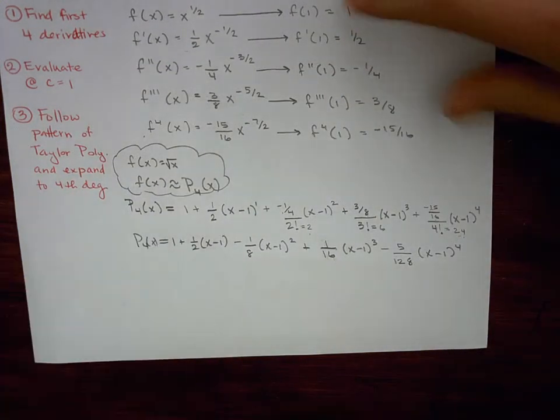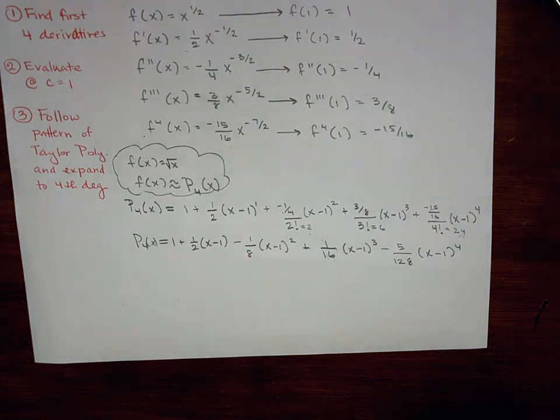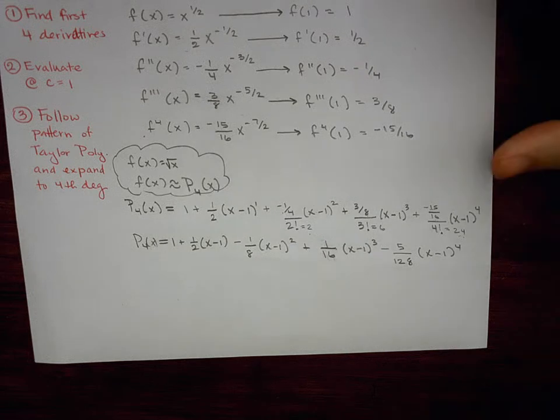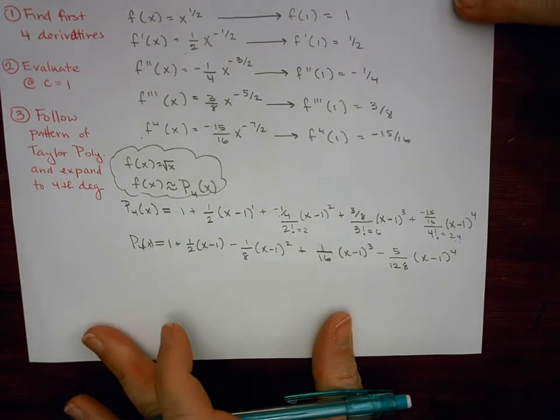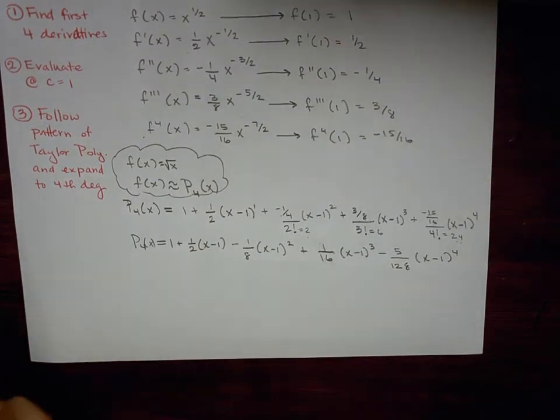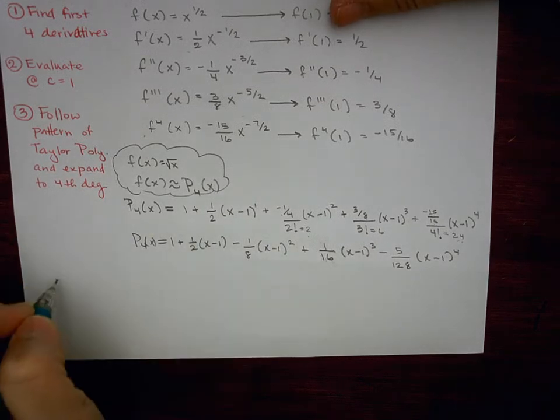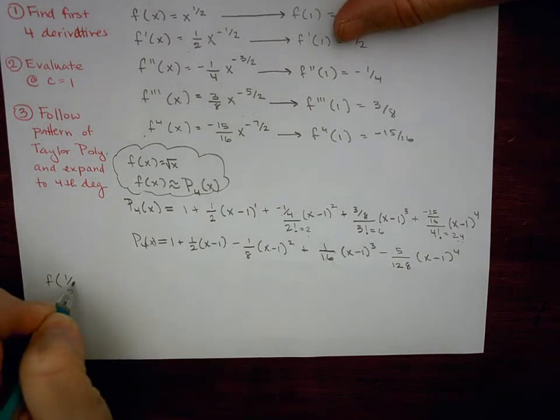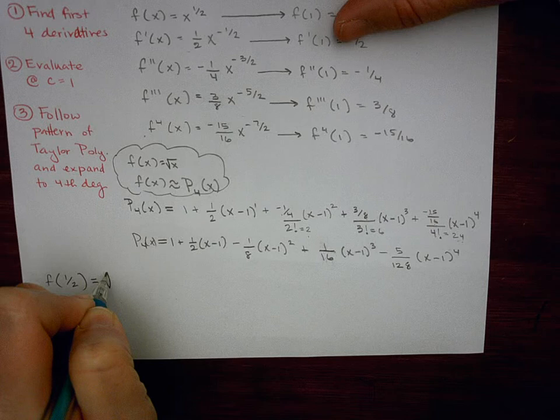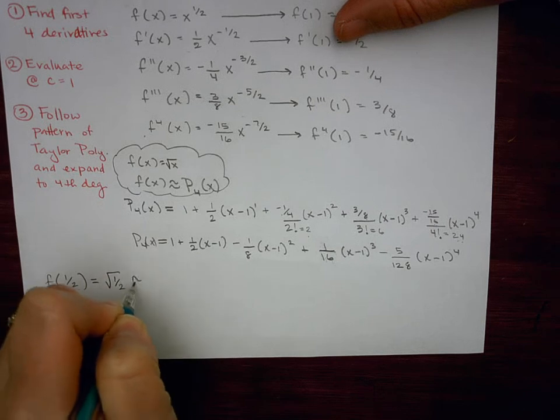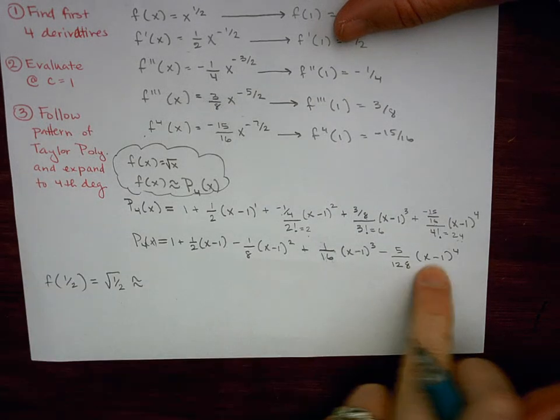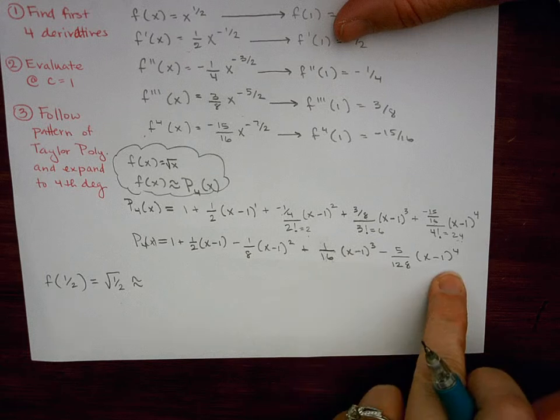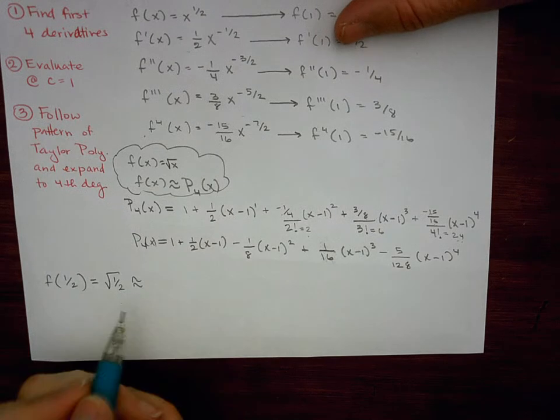Okay, so there is my fourth degree Taylor polynomial to approximate the square root of x. And so now I'm going to do the second part of the directions, which is to approximate the square root of 1/2, right? Let x equal 1/2. So f of 1/2, which equals the square root of 1/2, will be approximated by whatever this value is when I substitute in 1/2. So I'm going to replace all my x values with 1/2.